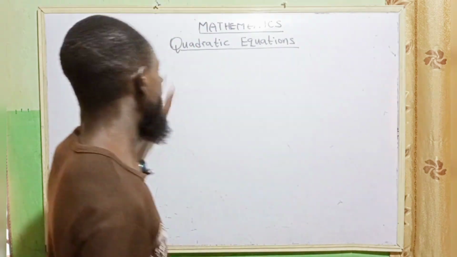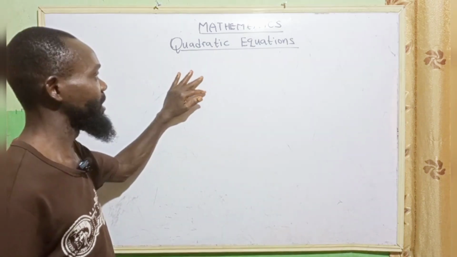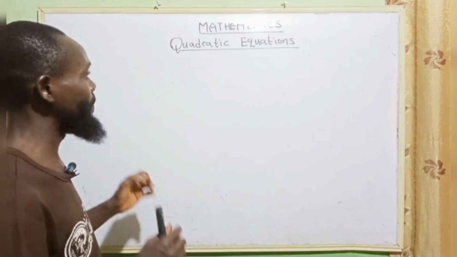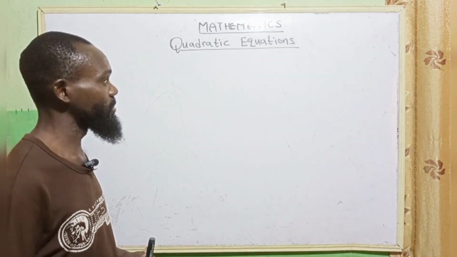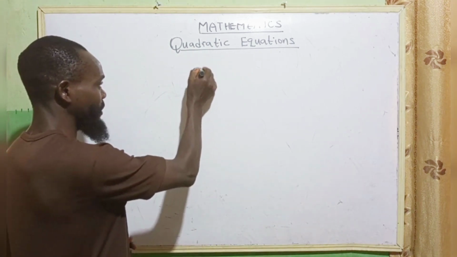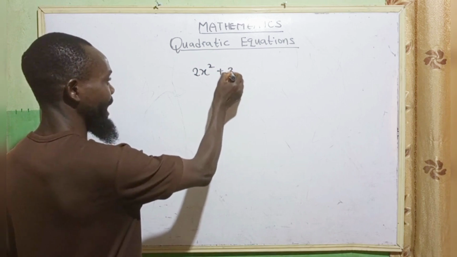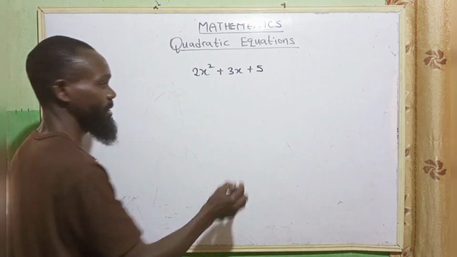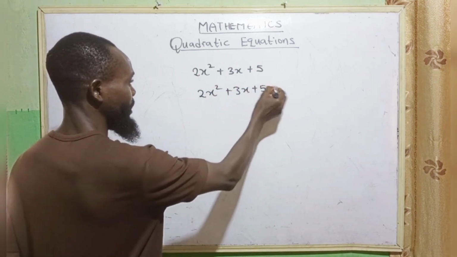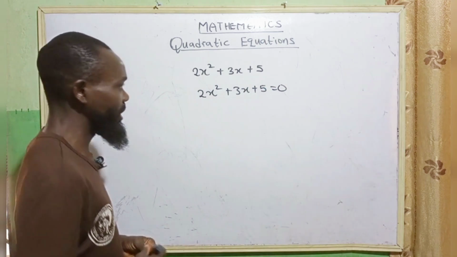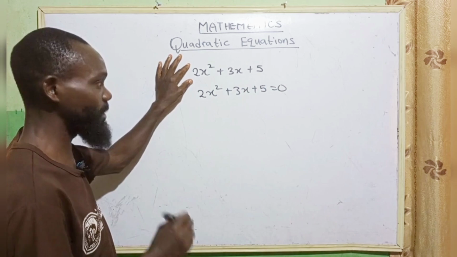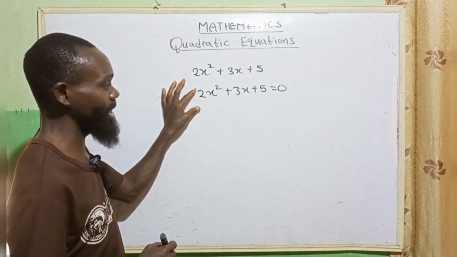Now, the word quadratic means an expression or an equation that has a maximum power of 2. For instance, when we have something like 2x squared plus 3x plus 5, and 2x squared plus 3x plus 5 is equal to 0, the two are quadratic. The first one is a quadratic expression, while the second one is a quadratic equation.